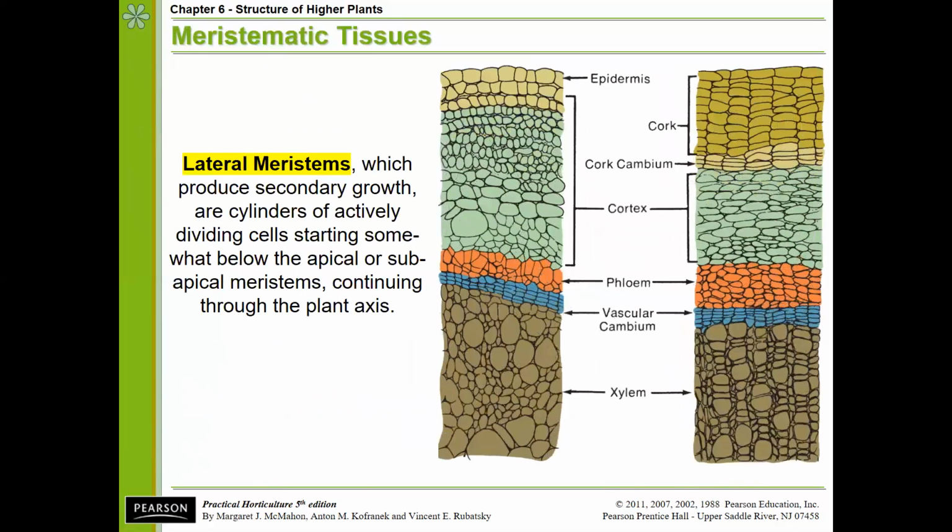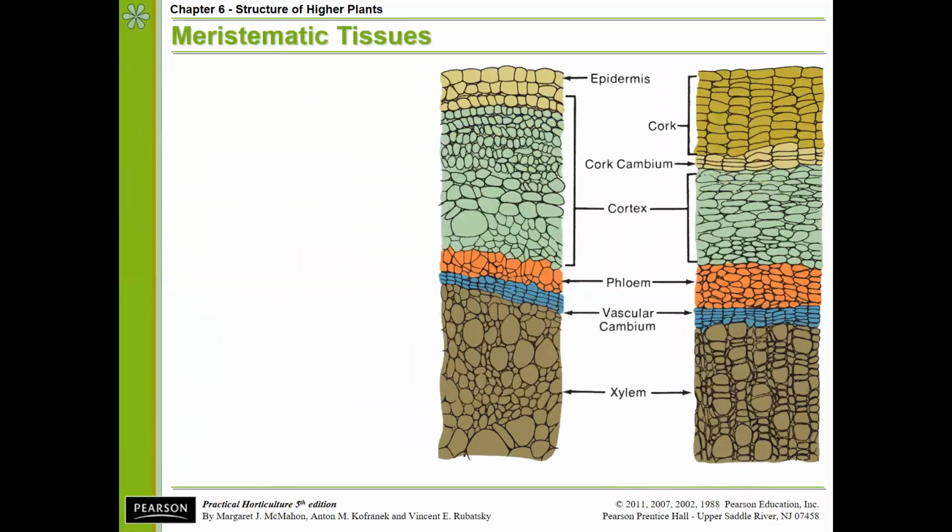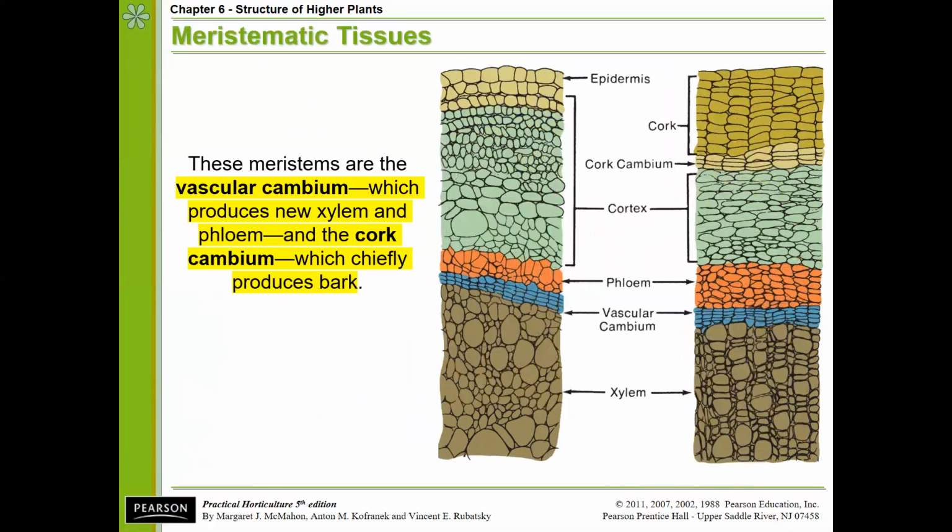Then there are also the lateral meristems, especially in woody plants, that provide the secondary growth and kind of the girth of stems. And these meristems are the vascular cambium, which is responsible for producing new xylem and phloem, and the cork cambium, which produces bark in woody plants.